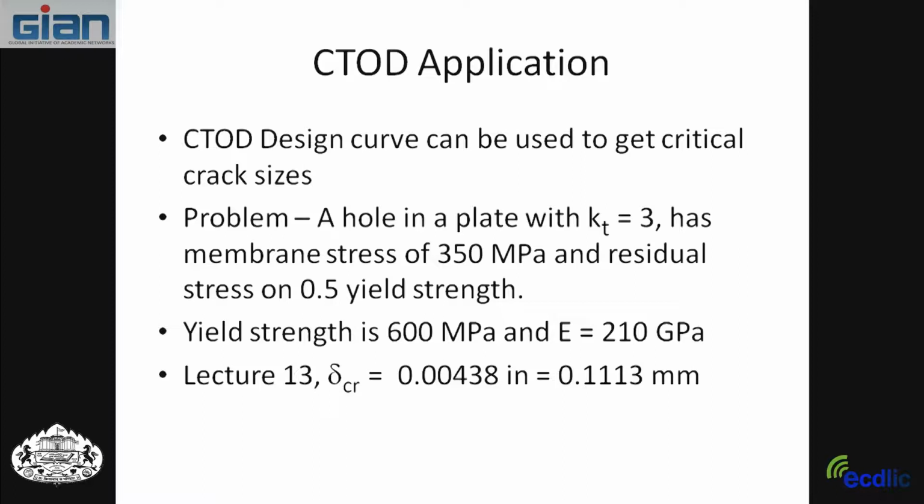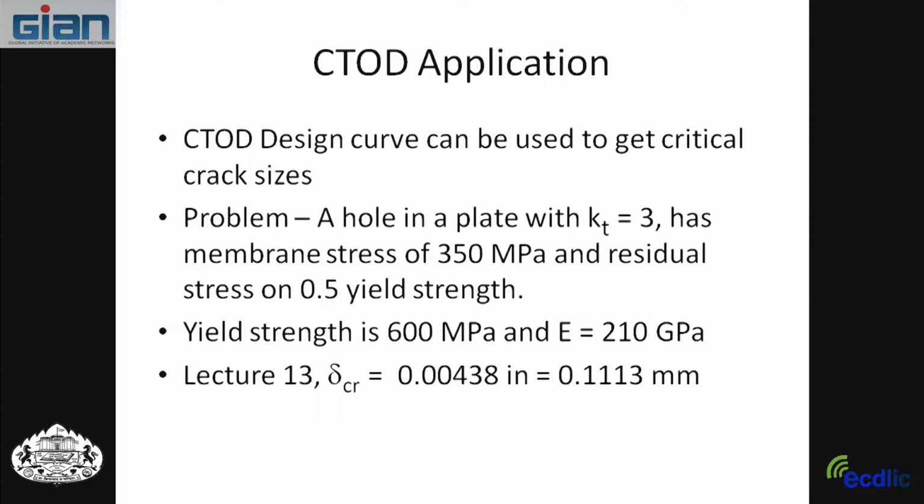So that's just the standard solution. Now this has a membrane stress of 350 MPa and a residual stress of half the yield strength, no bending stress. The yield strength is 600. The modulus is 210 GPa.